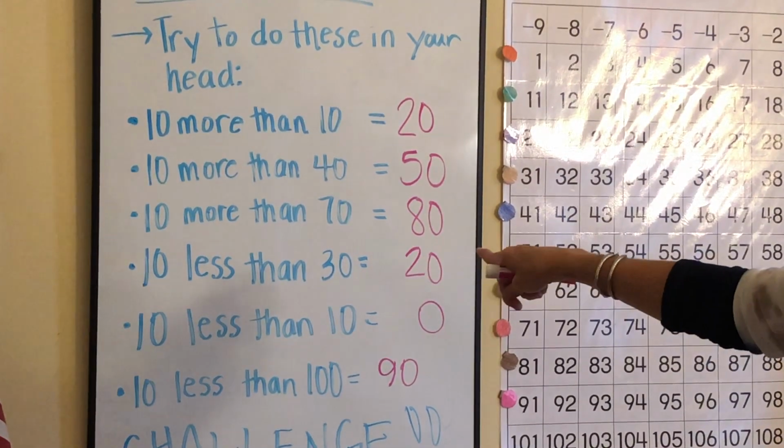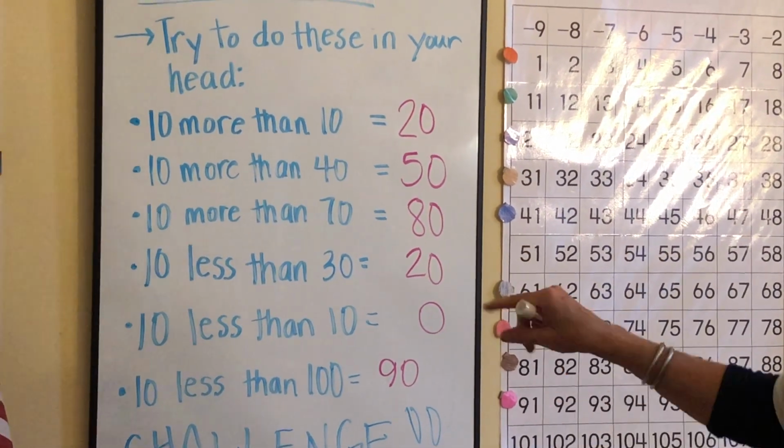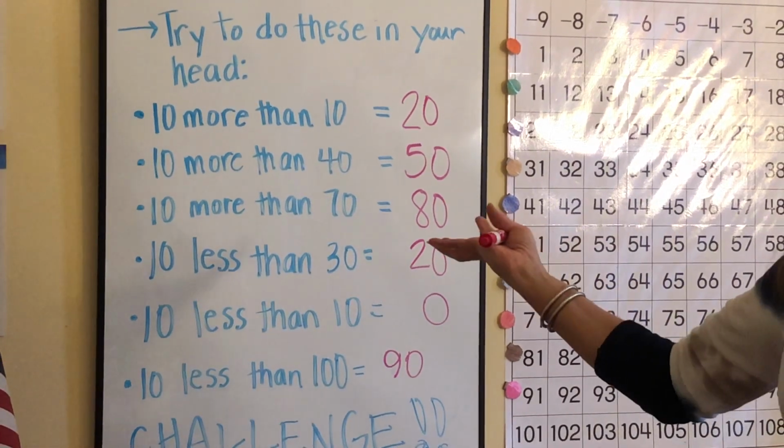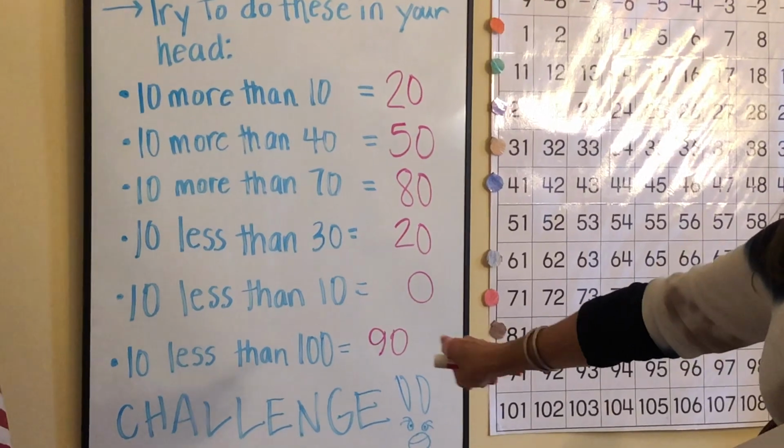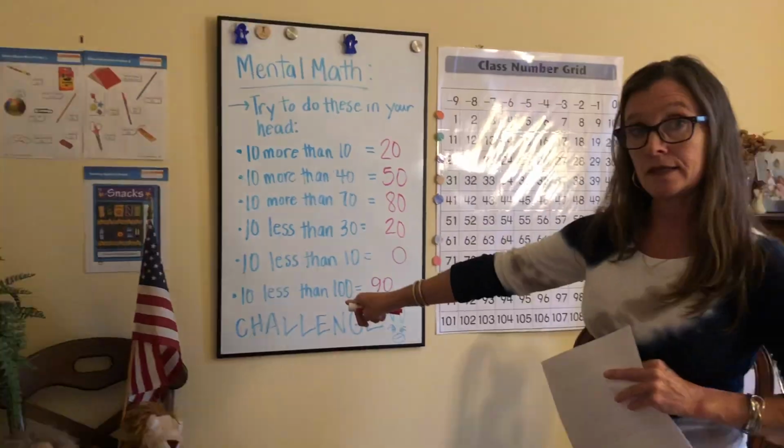10 less than 30 is 20. 10 less than 10, well, there's nothing left. That's 0. 10 less than 100, don't let that fool you because you have 3 digits. You go 10 back and it's 90.